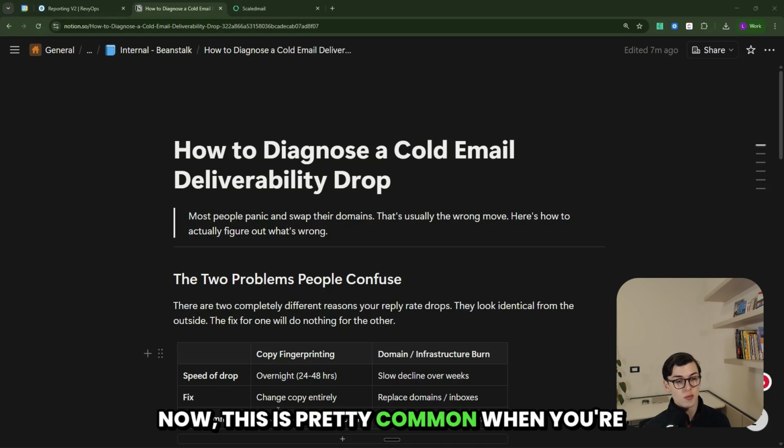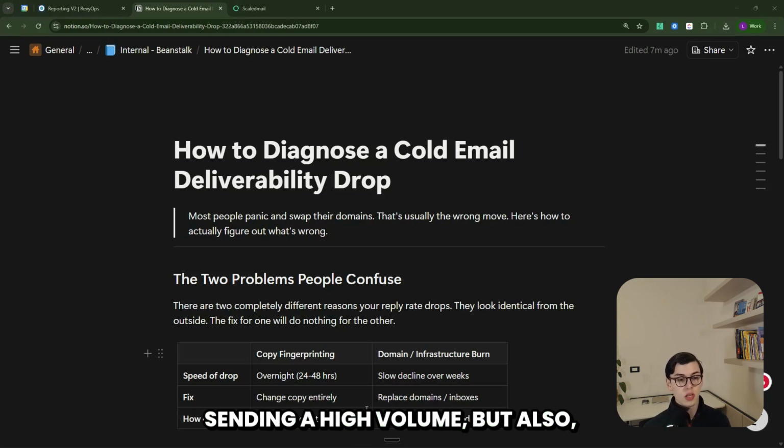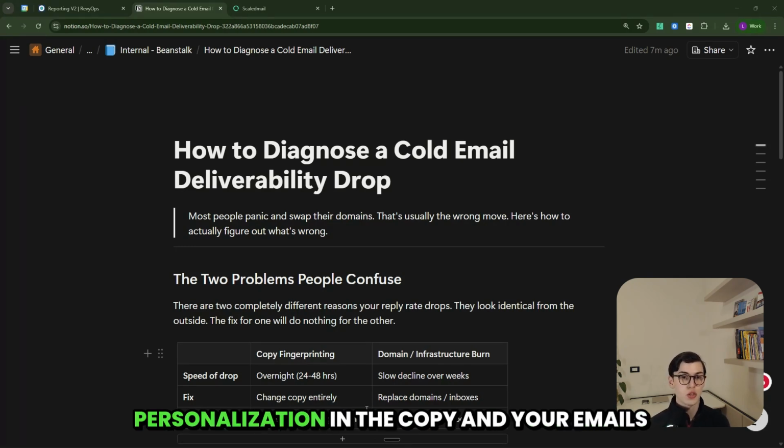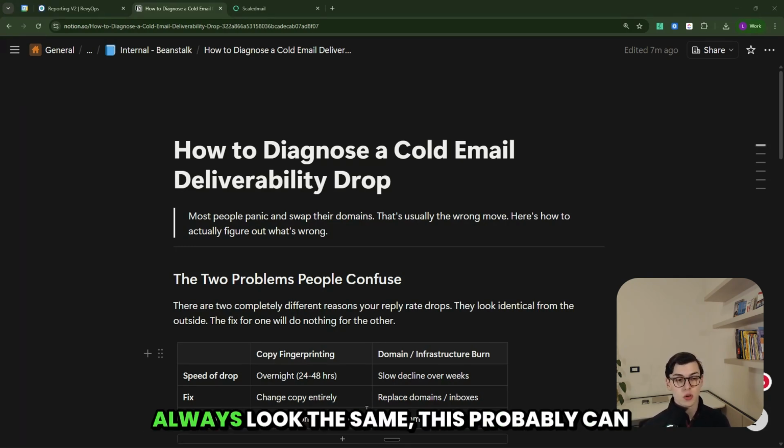This is pretty common when you're sending a high volume, but also if you're sending a low volume but you're not using spin tags, you're not using AI personalization in the copy, and your emails always look the same, this probably can happen as well.